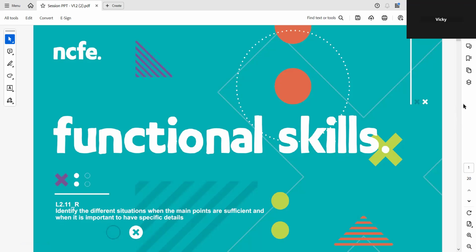Reading, okay. Yeah, and so you can see the objective there, or the title of today's session: identify the different situations when the main points are sufficient and when it is important to have specific details. Okay.